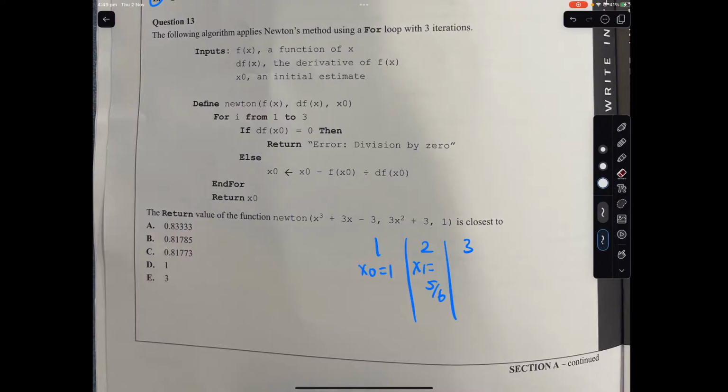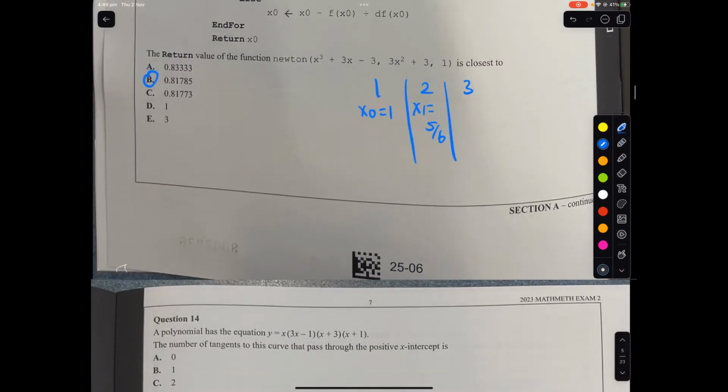Sorry guys if I'm going too quick. I just want to pull out the solutions for some students. So if I'm not mistaken, question 13 would be B. That's your third iteration, and that would give you your return value, 81785. Let's move on. I hope that's right.